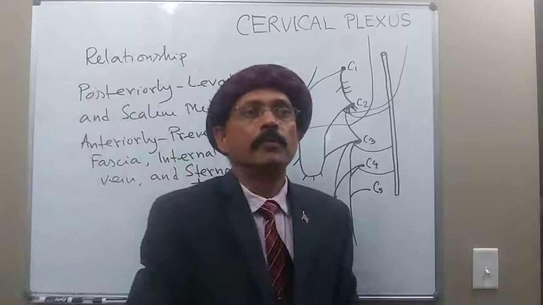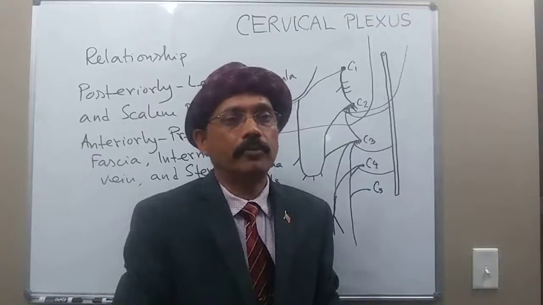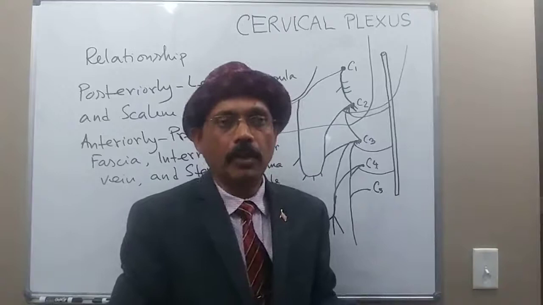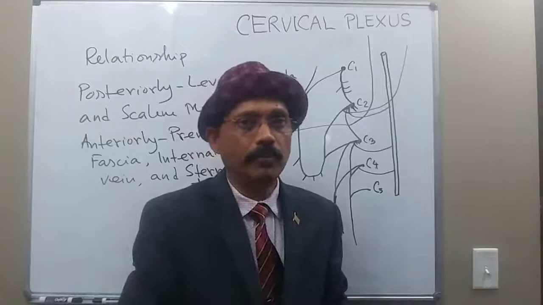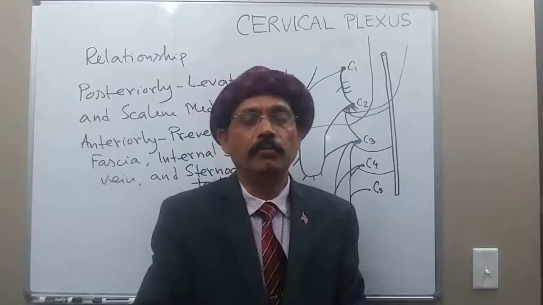So what are the branches of the cervical plexus? We have muscular branches, cutaneous branches. We have the formation of the phrenic nerve from the cervical plexus, and we have nerve supply to the strap muscles or infrahyoid muscles, and also we have contribution to the innervation of the nerves of the neck by means of the cervical plexus.